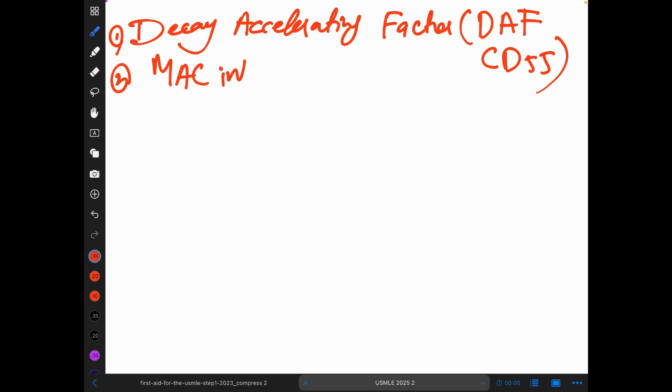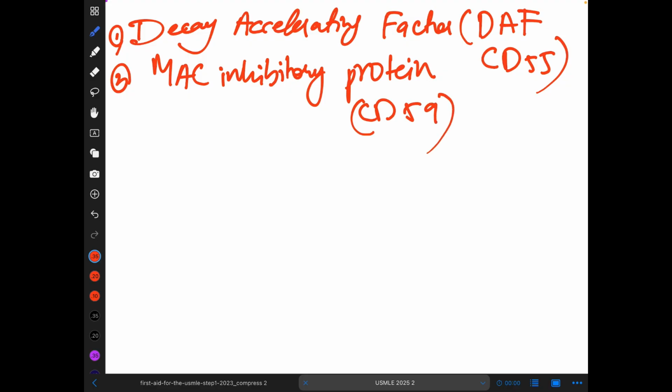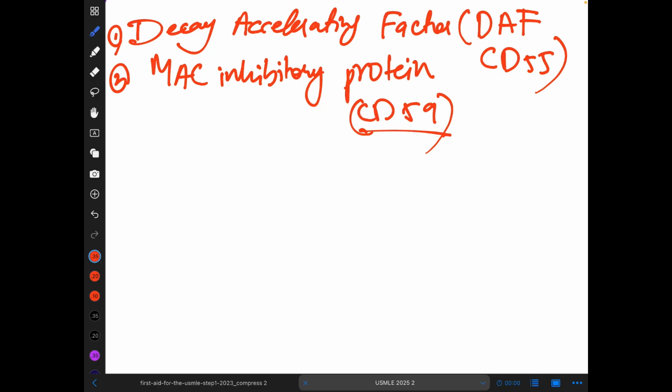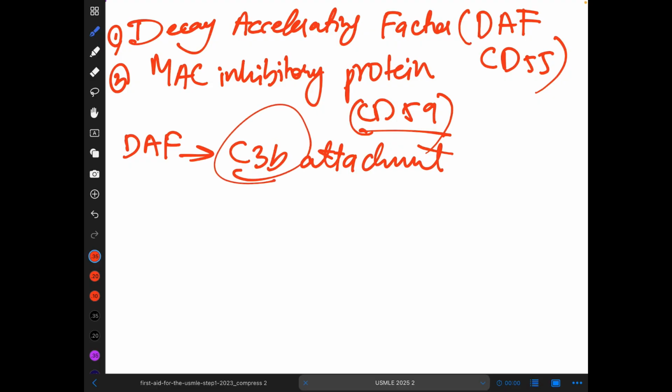The second one is the MAC inhibitory protein, also called CD59. One is decay accelerating factor, and the second is MAC inhibitory protein, CD59. DAF disrupts the C3 convertase attachment. On the binding surface where C3b has to come and attach, DAF will destroy all the attachments from the cells.